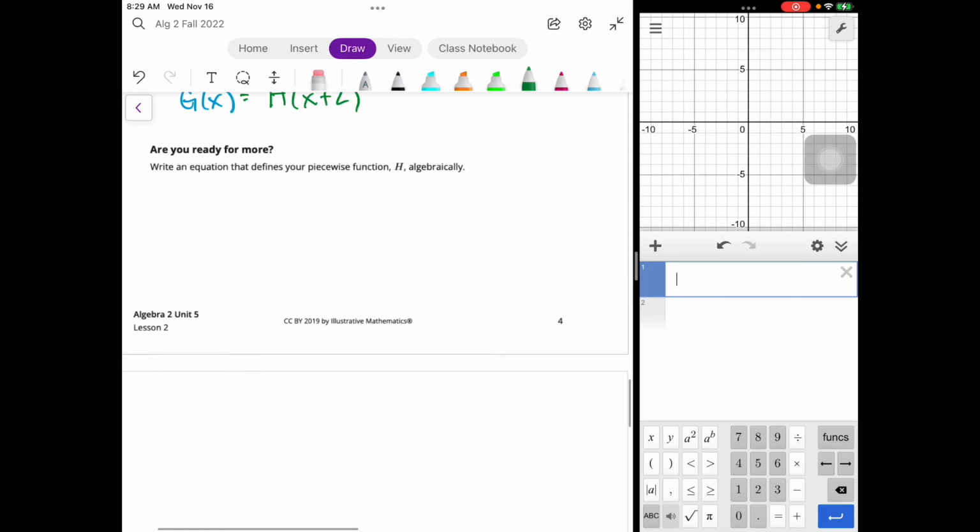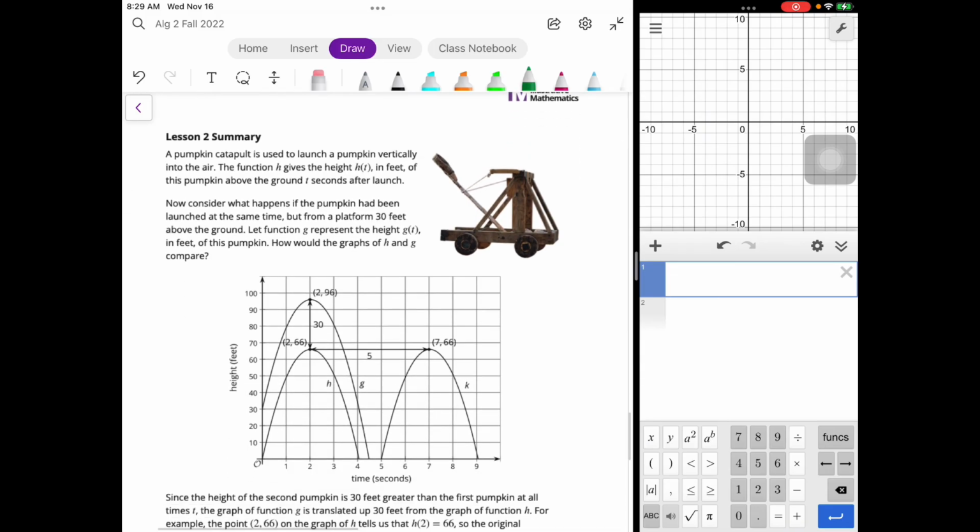All right, and then you can take a look at the summary if you want to read a little bit more about vertical and horizontal translations.